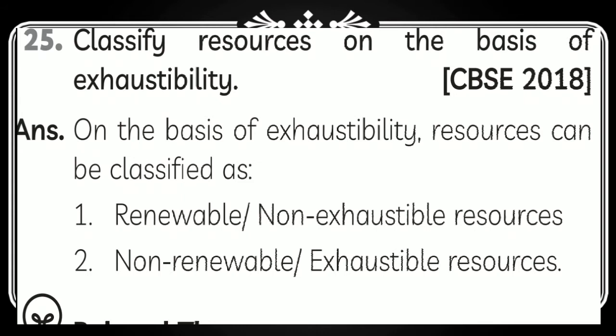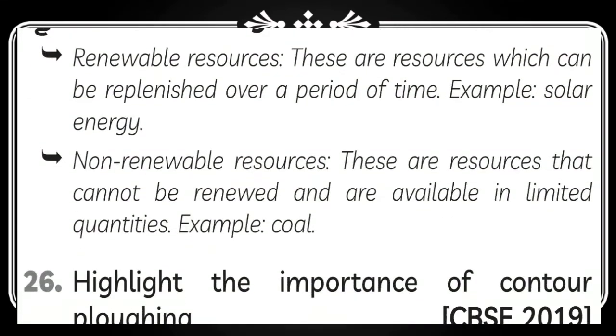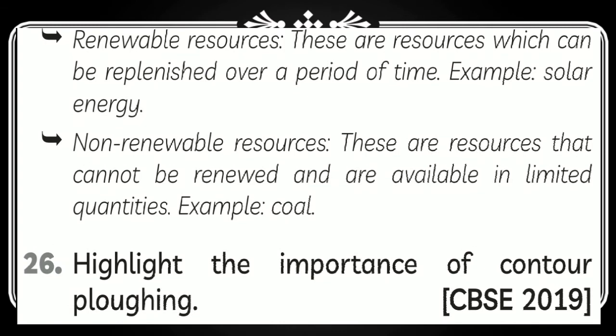So your next question is classify resource on the basis of exhaustibility. On the basis of exhaustibility, resource can be classified as renewable, non-renewable resources. Now the related to this question is renewable resources. These are resources which can be replenished over a period of time. Example, solar energy. Non-renewable resources. These are resources that cannot be renewed, and are available in limited quantities. Example, coal.